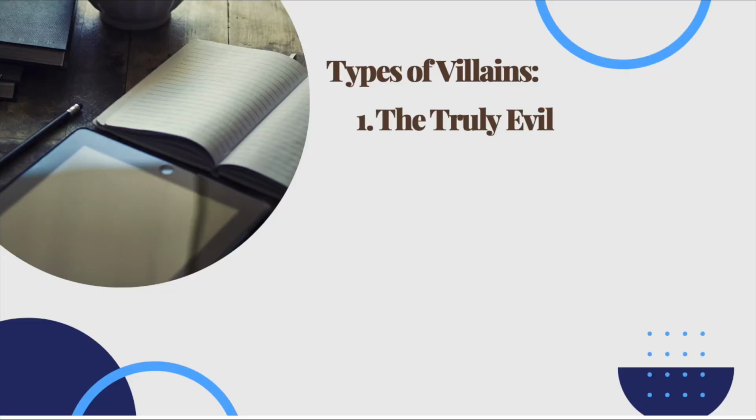Number 1 is the truly evil, right? So this is the person that is just absolutely horrible. There is no rhyme or reason. There's just some sort of malevolent spirit or feeling or motivation, something in them that is just, they're just evil.